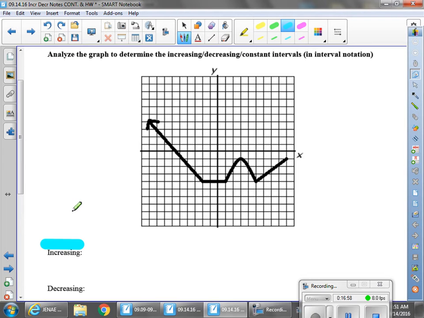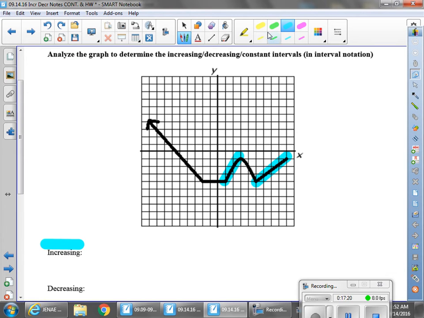I'm going to highlight where it's increasing on my graph. You highlight where it's increasing on yours, and then we'll compare. Again, left to right, going up. Do we match? Good.